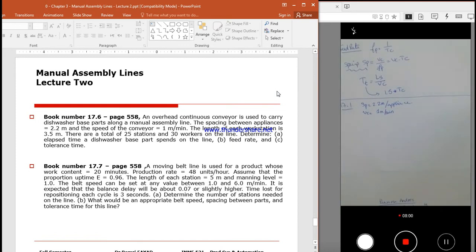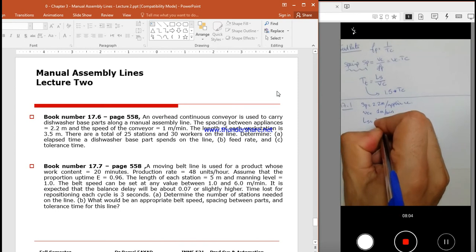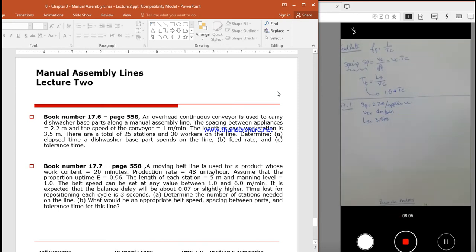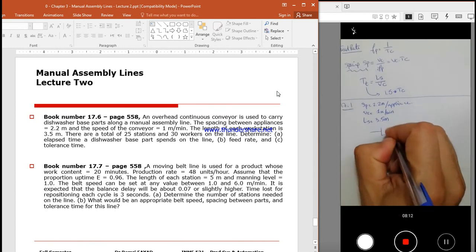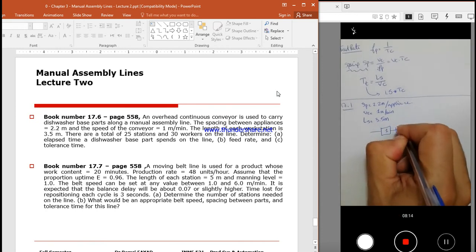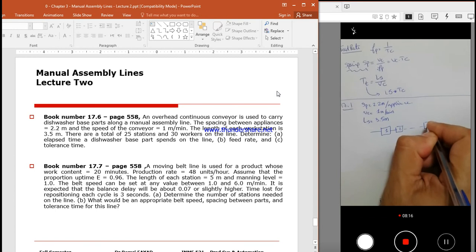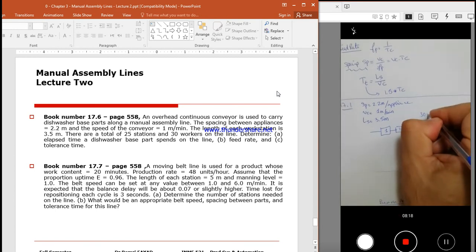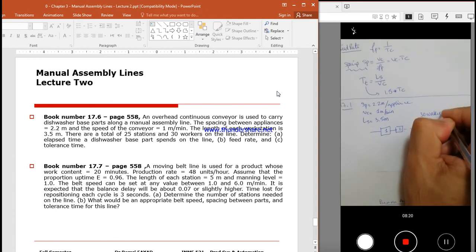Everything is clear so far. The length of each workstation, LS, equals 3.5 meters. This is the length of each workstation. There are 25 stations and 30 workers on the line. So this is station 1, station 2, up to station 25, and we have 30 workers on the line.